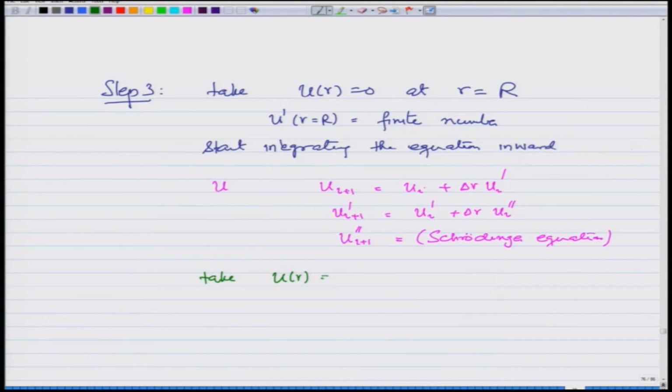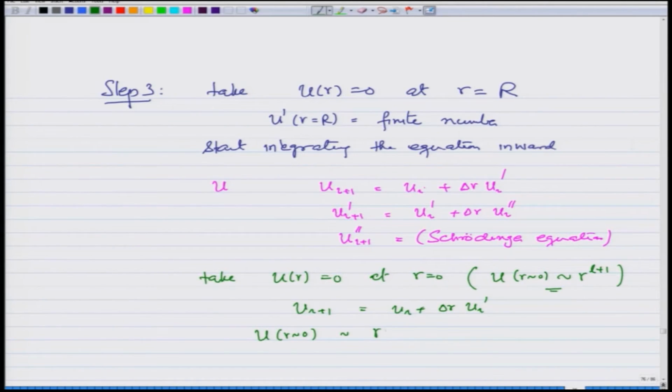And you also take u of r to be 0 at r equals 0, because recall that u near r equals 0 goes as r raised to L plus 1. So, even for L equals 0 it is 0, and you start integrating out. So, again you do u I plus 1 equals u I plus delta r times u I prime. Now, here since you know the behavior, you can take some help from there. u at r equals 0 goes as r raised to L plus 1. So, you can also write u prime equals L plus 1 times r raised to L, and start building up your solution from the first and second point onwards.